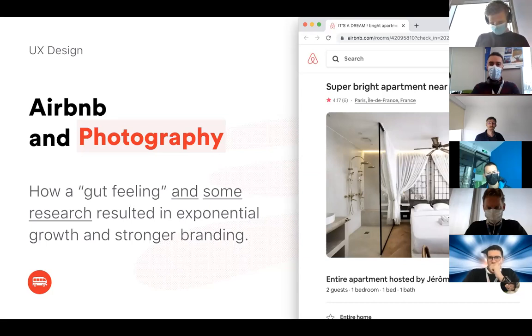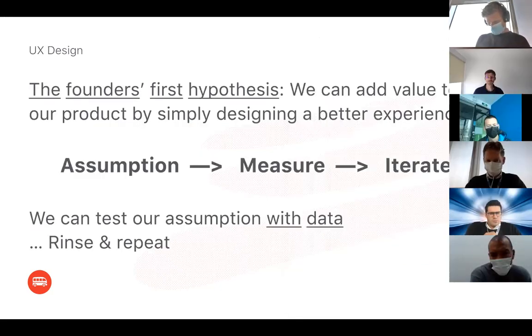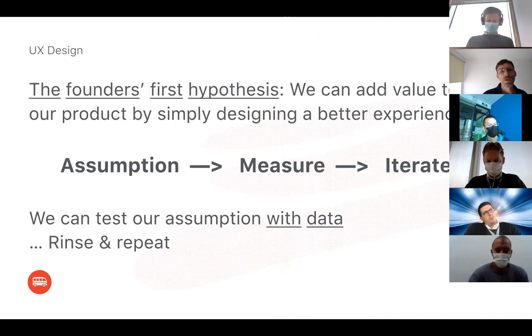So Airbnb at the beginning didn't have this kind of pictures. They had just very standard images. But the founders thought, we can add value to our product by simply designing a better experience. So they had this assumption, and they wanted to measure it. And they knew that they could build an MVP very cheaply. And because they have the data, they can just measure what they're doing, and they can do it until they find a solution that they're happy with, right?